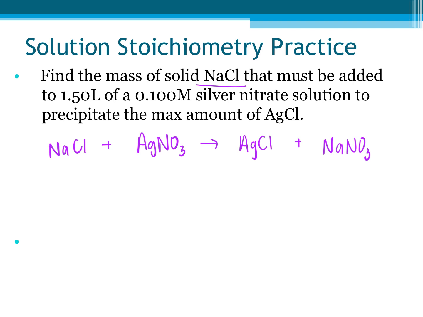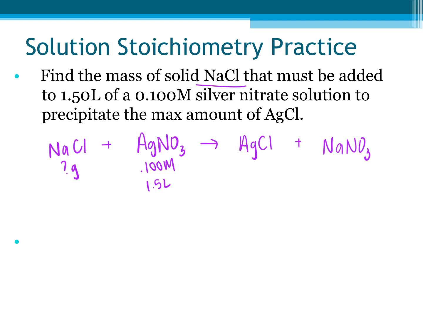Okay, the balancing here is simple, right? Everything is ones. My overall goal is to look for the mass of that. I was given some information about silver nitrate. So 0.1 molar, and I have 1.5 liters of it.